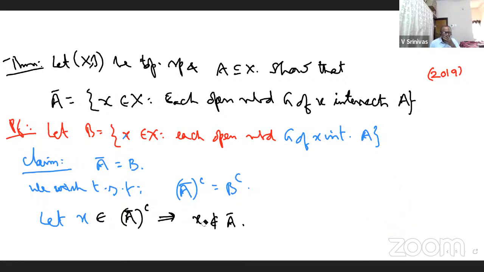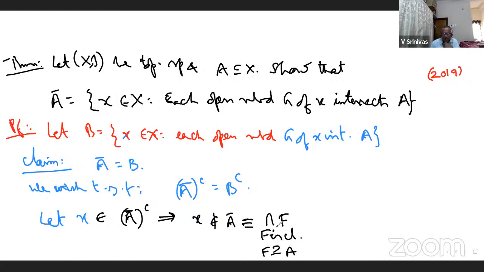Now, what is A closure? How did we define A closure? It is defined as the intersection of F, where F is closed and F contains A. A closure is defined to be the intersection of all closed supersets of A. Okay? This is the definition of A closure.